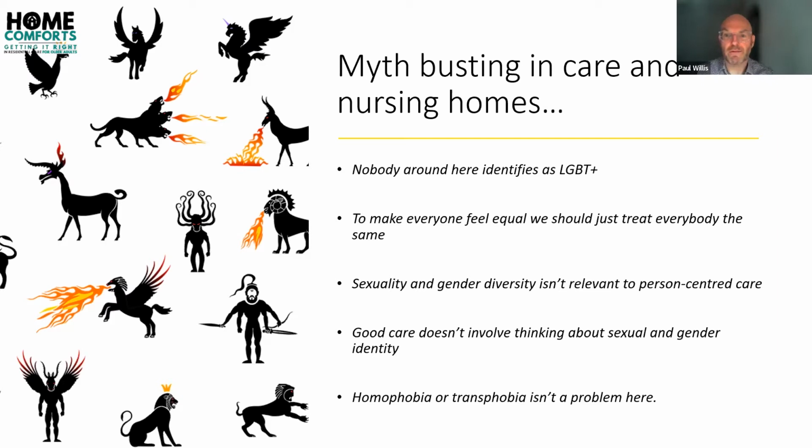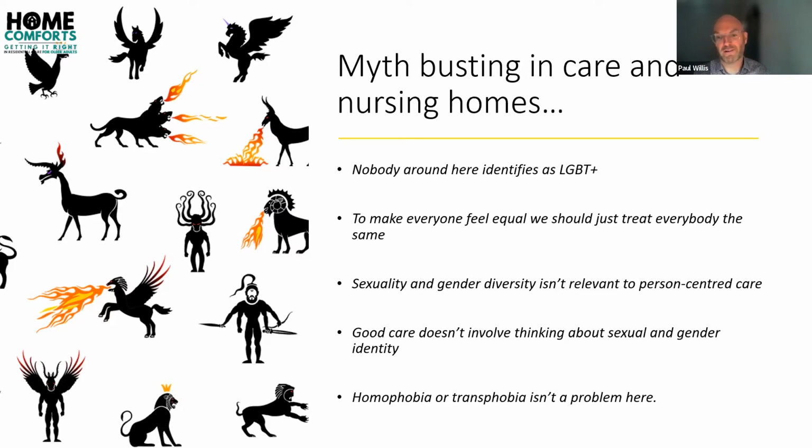The third claim there: that sexuality and gender diversity isn't relevant to person-centered care. And again, we heard this through some of our conversations with care and nursing home staff, that it just wasn't relevant. When we were talking about person-centered care, there are other much more important considerations. For example, people's sleeping routines, when people wanted to have their meals, what was important for them in terms of dietary preferences and meal preferences. And those things are really fundamentally important.